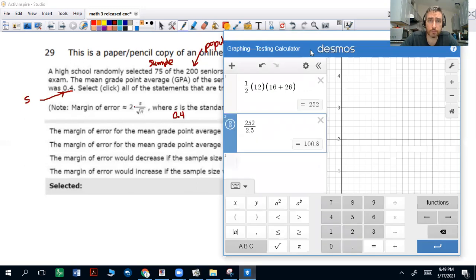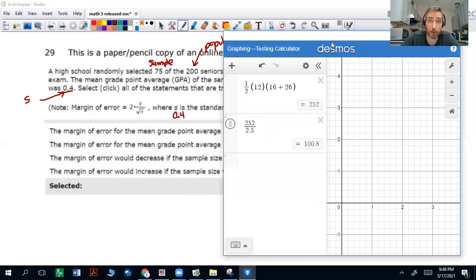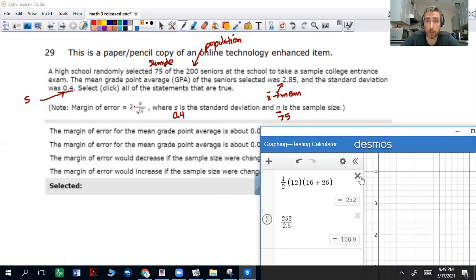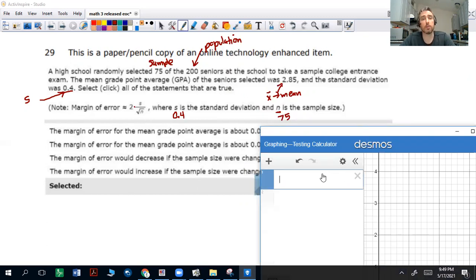Well, first of all, we're going to actually just use that formula to calculate it. We have the n, we have the s. So 2 times 0.4 divided by the square root, SQRT, of 75. Well, to me, it looks like my margin of error is about 0.092. Do y'all see that?